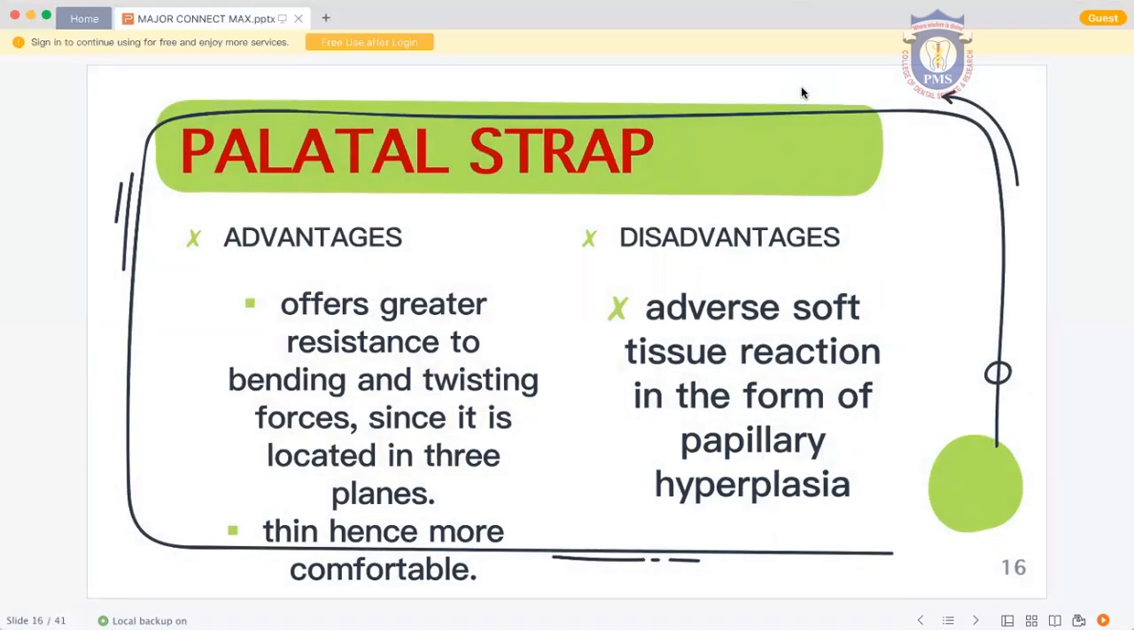The advantages are that it offers greater resistance to bending and twisting forces since it is located in three planes, and it is thin, hence more comfortable to the patient. It offers greater resistance to bending and twisting because it is wider, and it is thinner, so it is more comfortable. The disadvantage is adverse soft tissue reaction in the form of papillary hyperplasia beneath the palatal plate if it is impinging much onto the soft tissues.